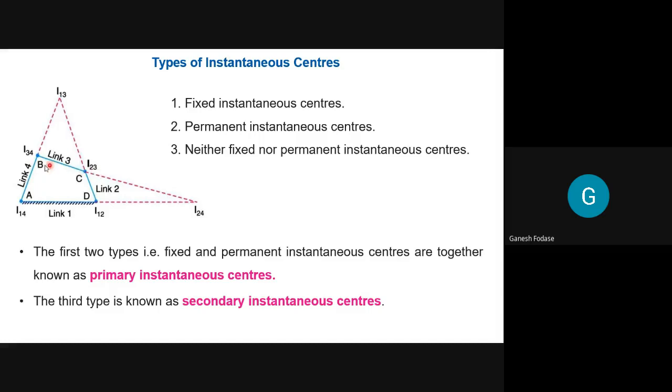I repeat, as the ICR of 3 and 4 will always be at the junction, at B only, or the ICR of 3 and 2 will always be at C only, it is called a permanent ICR.